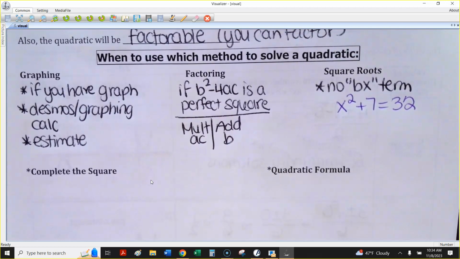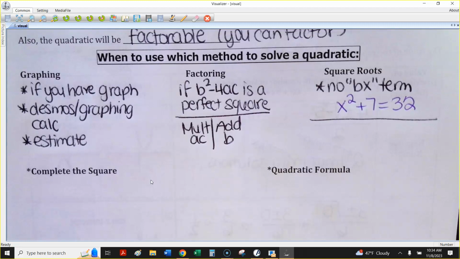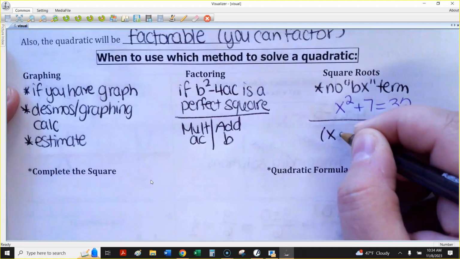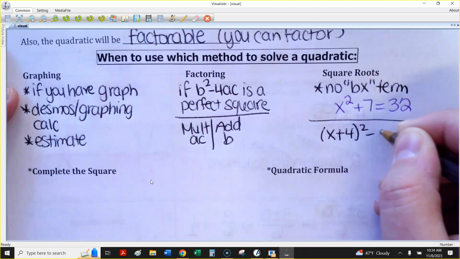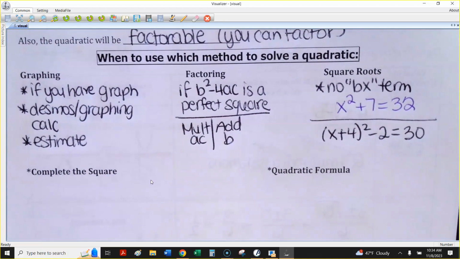The other square root scenario, and I can't really think of a way to call this something, so I'm just going to give you a little example. Let's say we had (x plus 4) squared minus 2 equals 30 or something like that. That's another situation where I would use square roots because I could just isolate that little set of parentheses and take the square root of both sides. So no bx term in your equation, like that little example there, or if you've got a set of parentheses that you can isolate in your equation, take the square root of both sides. Then you don't have to FOIL, and that'll save you some time. So those two scenarios, I would say, use square roots.